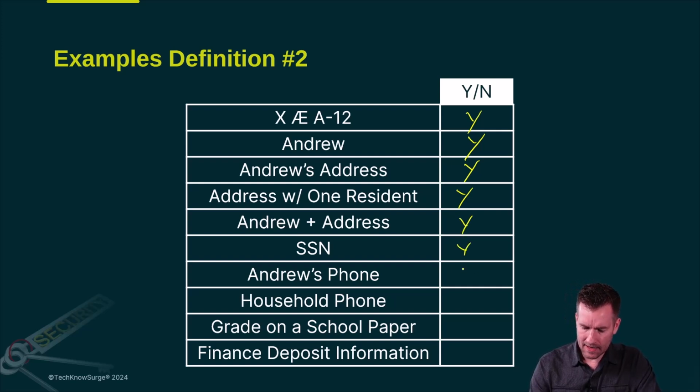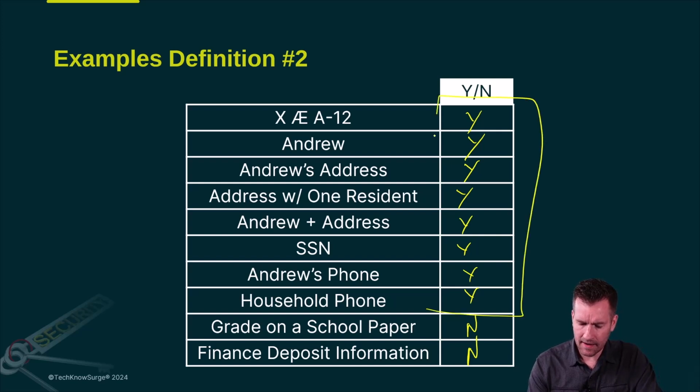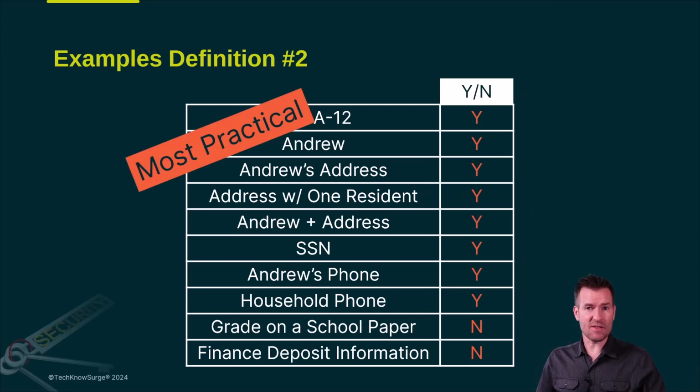So whatever combination of these are all personally identifiable information. Grade on a school paper number? No, not necessarily. Finance deposit information? No, not necessarily. So these are all personally identify who I am. So this is definition number 2. Now, I think even though I like definition number 1 the best, this is the most practical.